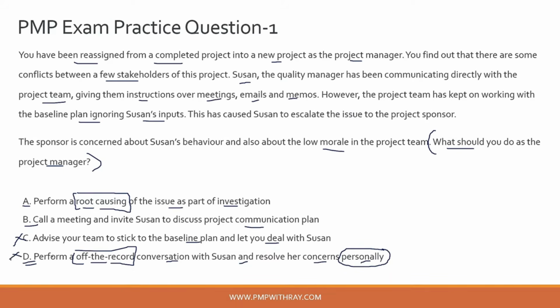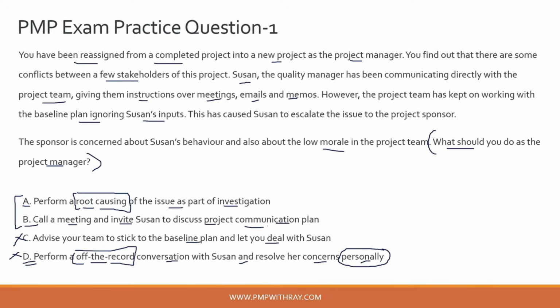Now, after the first round of iteration, we are left with option A and option B. Now, if we closely look at option B, guys, calling a meeting and inviting Susan to discuss the project communication plan may not give you the intended results. Okay, now I'll tell you why.